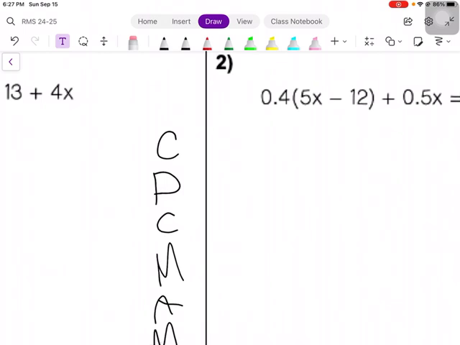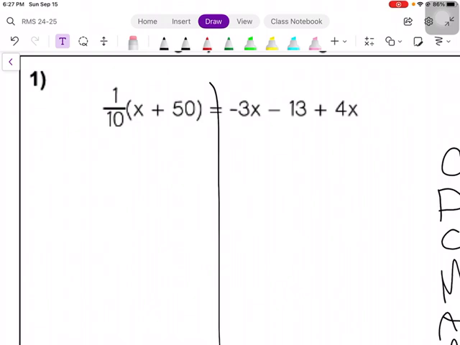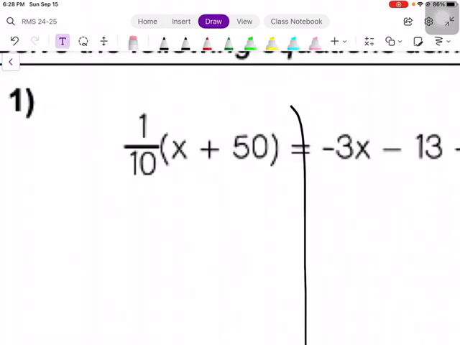Now the first C stands for clearing any fractions, so I'm going to look at each one of my terms and make sure that I see no fractions. And if I do look at each one, I do see that there is a 1/10 there. That is a fraction, so I need to clear that.